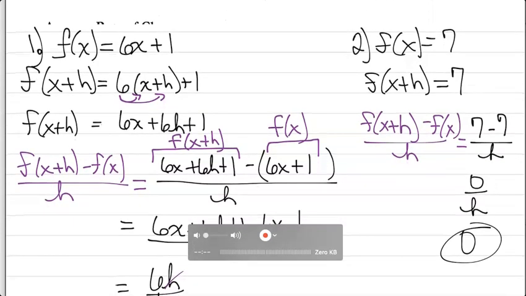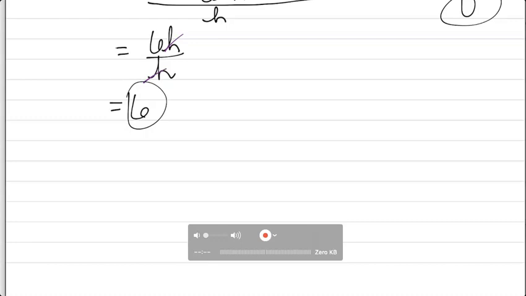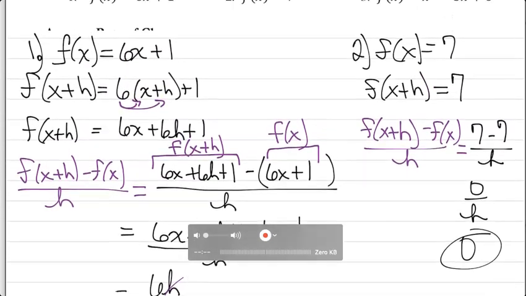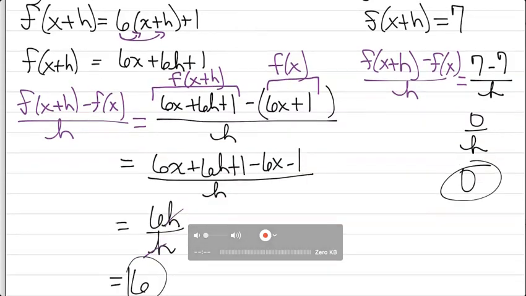Now let's look at number 3. On number 3, we have a little more work to do. Our f of x on number 3 is x squared minus 5x plus 8.